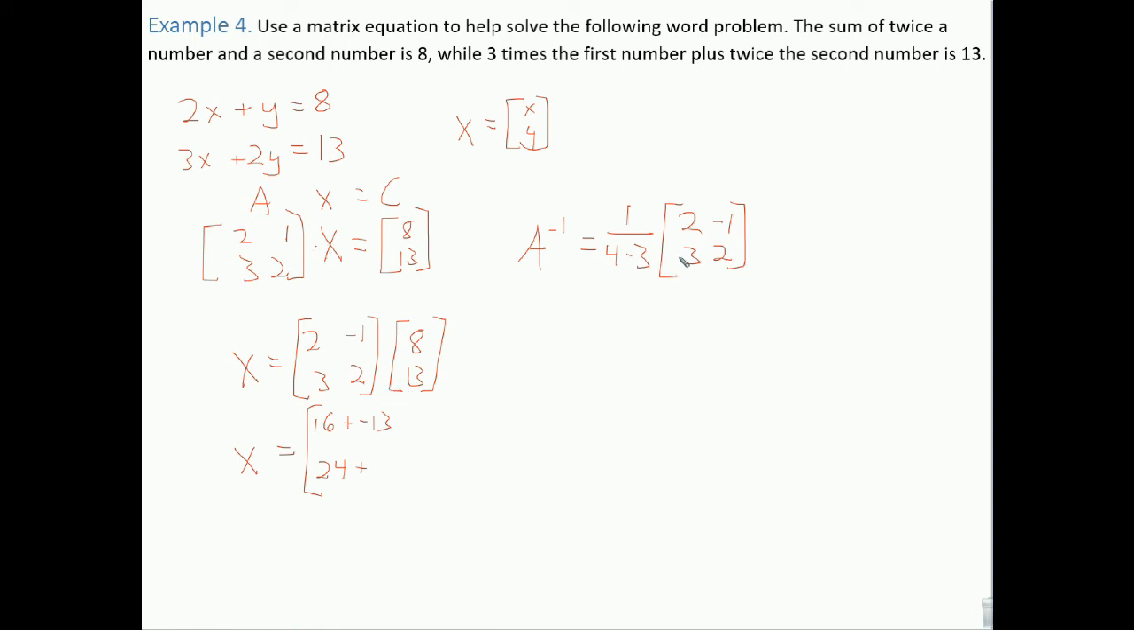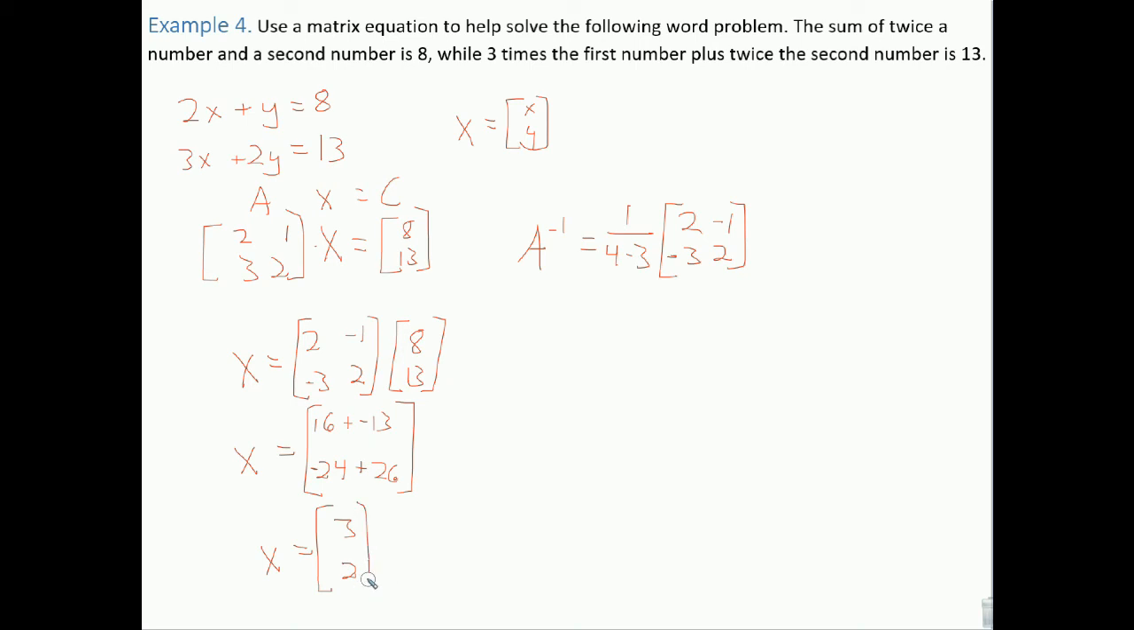I made a mistake here. This should have been a negative 3. I think I said it, but I never put the negative 3 there. It won't change my first row because it had to do with 2, negative 1. But this would be negative 24, and 2 times 13 is 26. And so we get that x is equal to [3, 2].